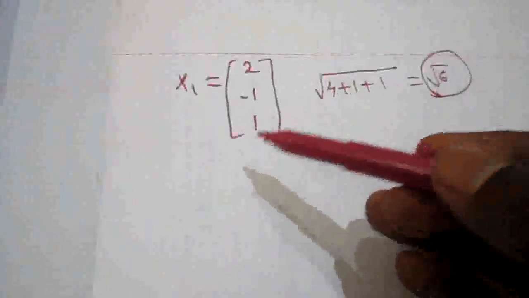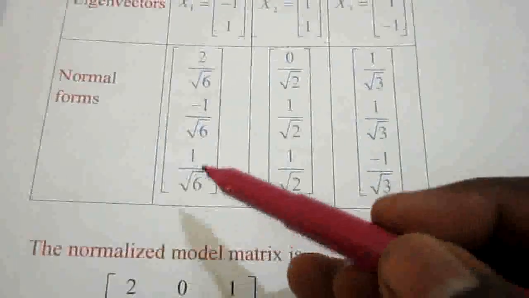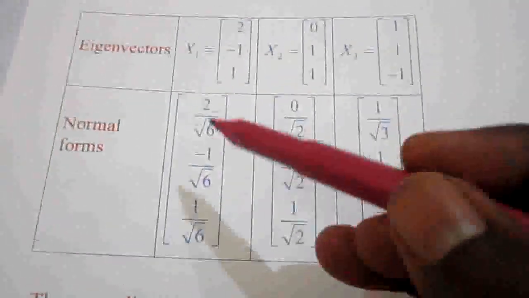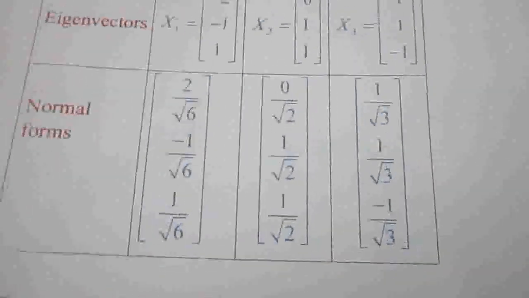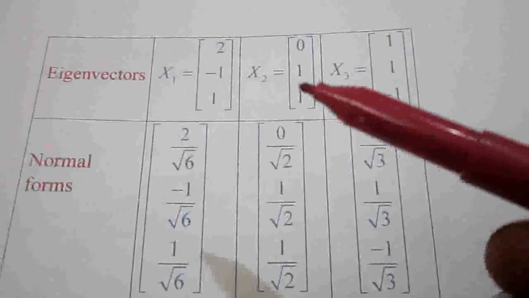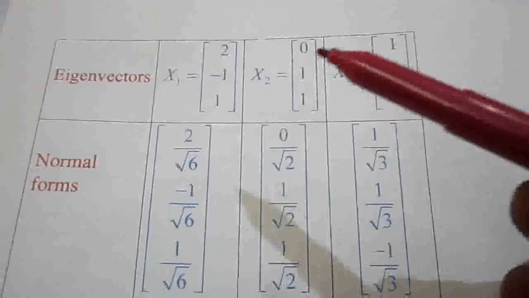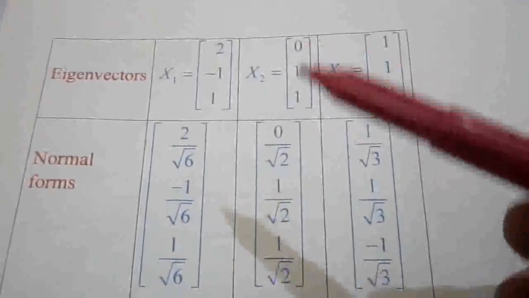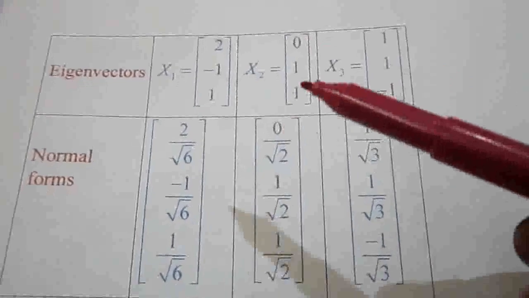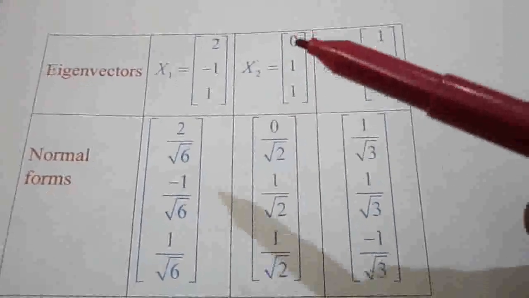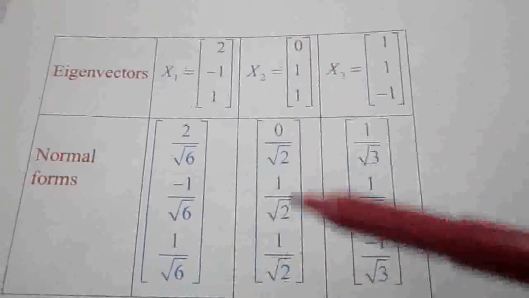And next, 1 by root 6. So this is 1 by root 6, the normal form of x1. Similarly, I am going to find the normal form of x2. Here the terms are 0, 1, 1. So the root of 0 square, 1 square, 1 square is root 2. So divide root 2 in each term: 0 by root 2, 1 by root 2, 1 by root 2.